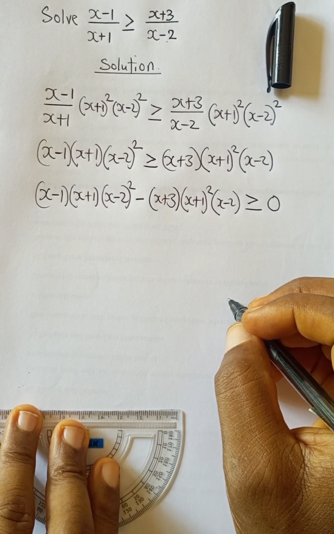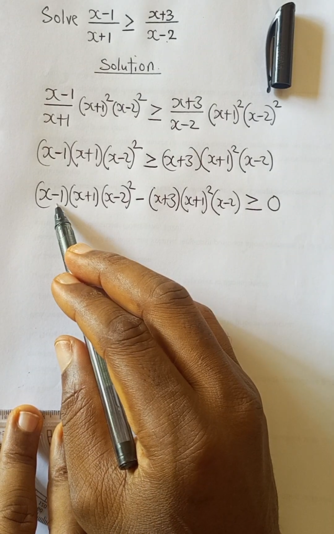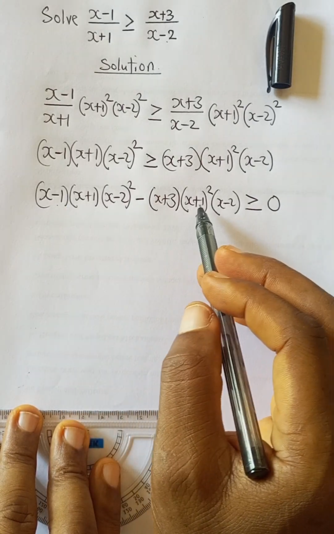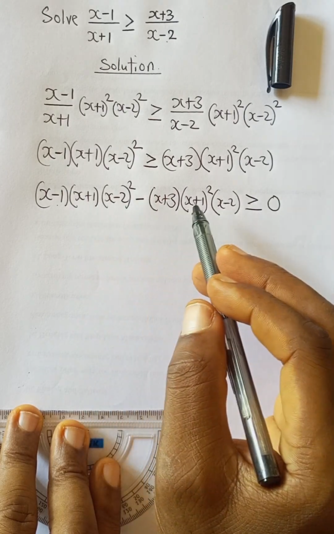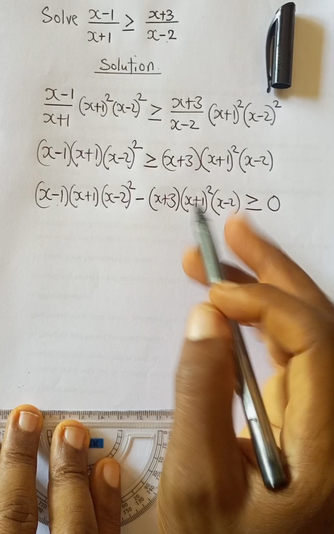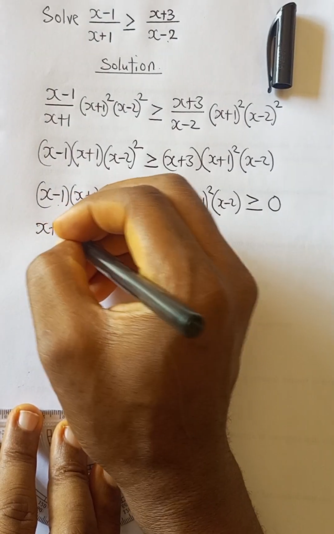Now if you notice, something is common. There is x minus 1 here, there is no x minus 1 here, so x minus 1 is not common. There is x plus 1 here, there is x plus 1 here, x plus 1 is common. Let's bring it out. x plus 1.